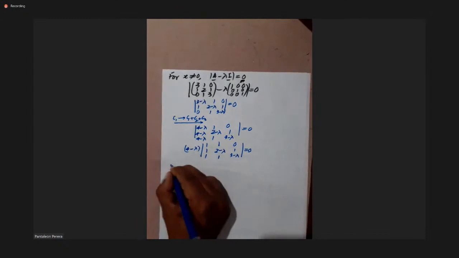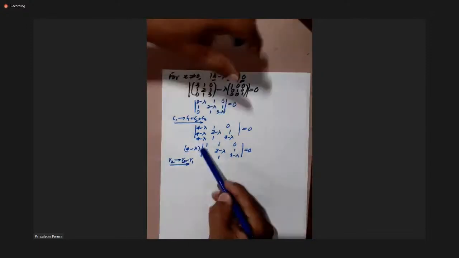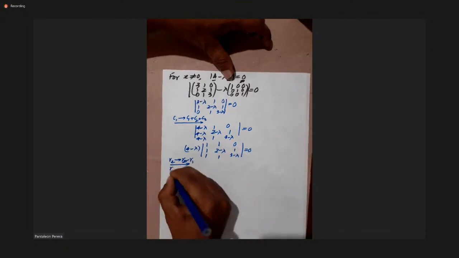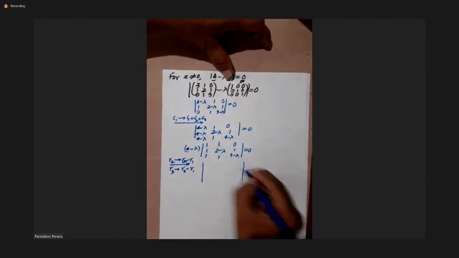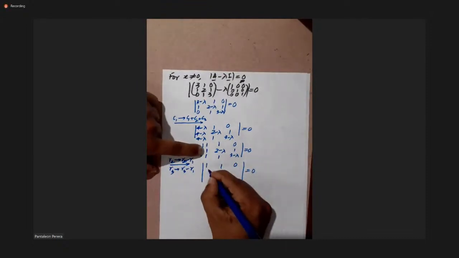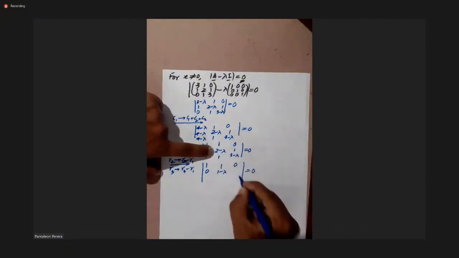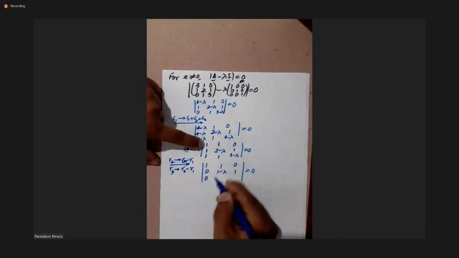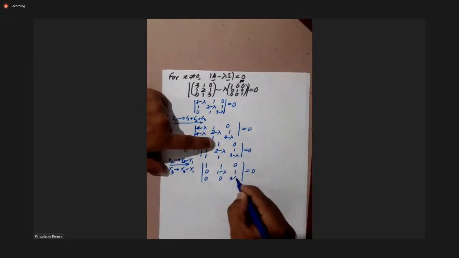Now, again, I can change R2 to R2 minus R1. But why do I want to do that? I can use R1 to make these two elements zeros, like row operations, and also R3 minus R1. So R2 becomes this minus 1, 0. 2 minus lambda minus 1 is 1 minus lambda. 1 minus 0 is 1. Here, R3 minus R1: 1 minus 1 is 0. 3 minus lambda minus 0 is 3 minus lambda.